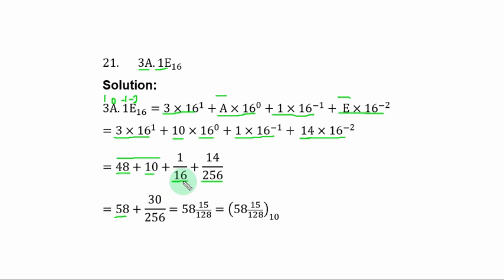If you add the two fractions, you have 30 over 256. If you add the whole number and the proper fraction, you have a mixed fraction. But you can reduce 30 and 256 by 2 for you to have 15 over 128. So you have 58 whole number, 15 over 128 in base 10.